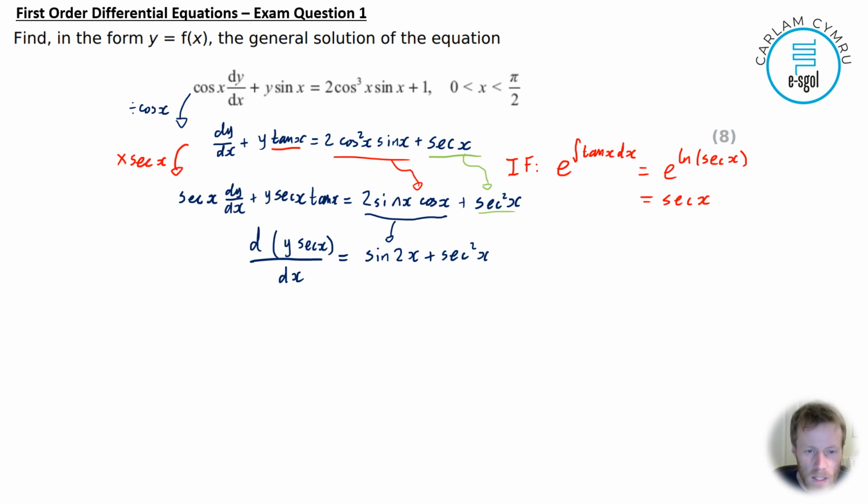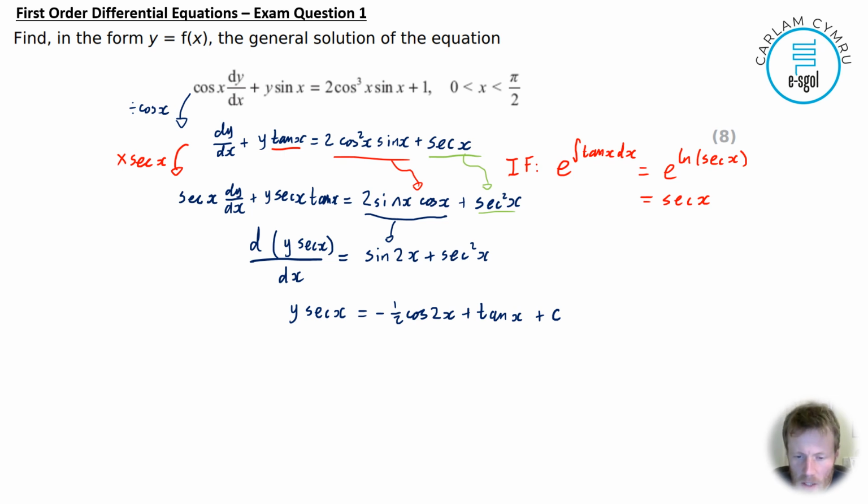And now we can go ahead and integrate this, so we get y sec x equals, and now this is a nice form to integrate, so we're going to get minus a half cos 2x, and then sec squared goes to tan x plus c.